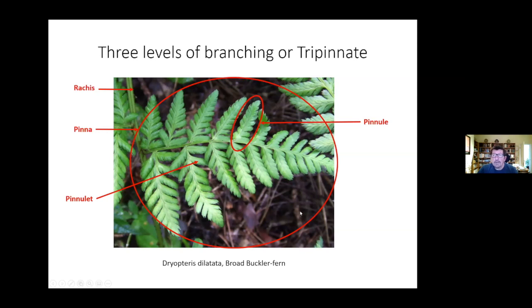And we don't have very many ferns. I think there's only 3 in Leicestershire and Rutland that have this tripinnate level of branching. They're nearly all 1 or 2 levels. This is quite a rare type of branching pattern. But I hope you're getting used to these names. Rachis for the midrib, pinna for the main leaf, pinnule for the subdivision, and then pinnulet for the second subdivision. Okay.